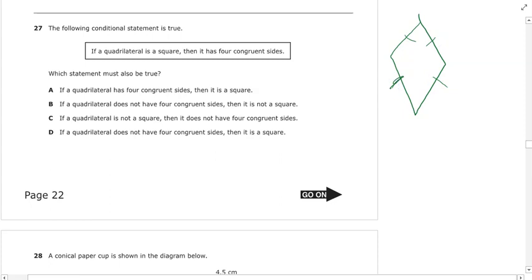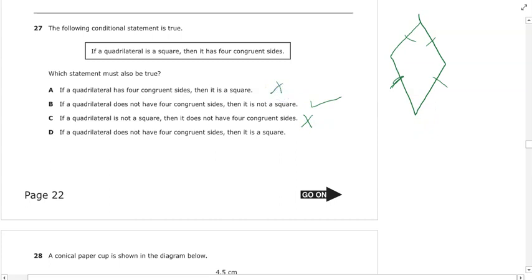If a quadrilateral does not have 4 congruent sides, then it is not a square. That's true. To be a square, it does have to have 4 congruent sides. So I'm pretty sure this one has got to be correct. If a quadrilateral is not a square, then it does not have 4 congruent sides. That's not true. Here's a quadrilateral that's not a square that does have 4 congruent sides. So it's not that one.